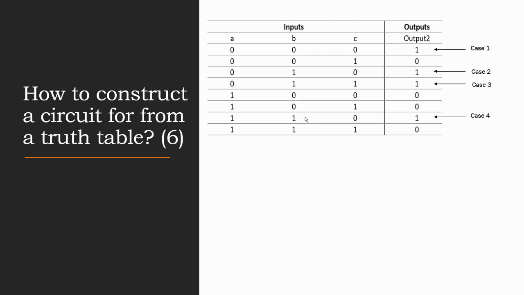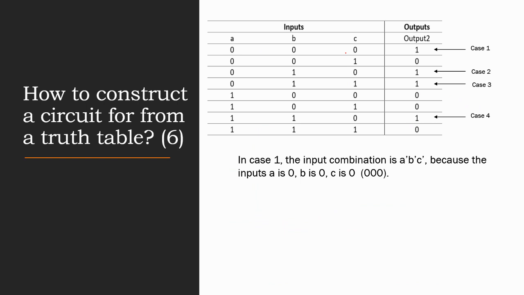Now let's consider output 2. In output 2, in the 8 possible cases, we can see that there are 4 cases that output 1. According to the sum of products algorithm, we need to construct Boolean expressions for each of the cases that output 1. In case 1, the input combination is not A, not B, and not C. When an input is 0, it is inverse from the input of 1. Here A is 0, B is 0, and C is 0.